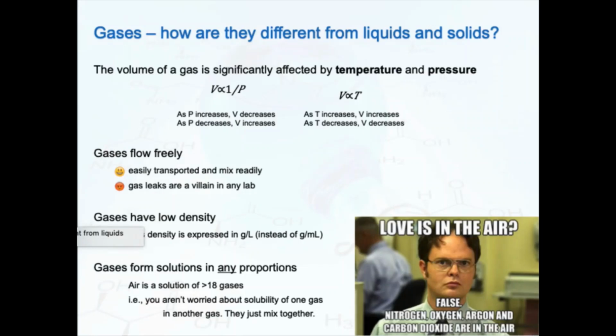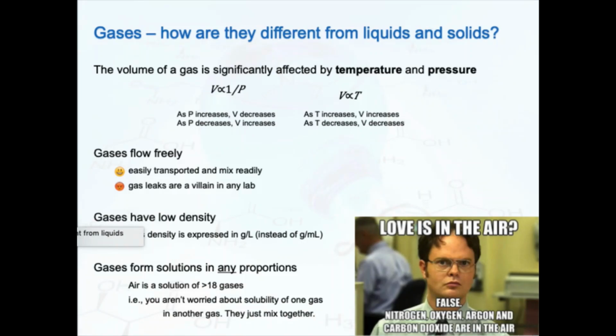They have low density, and that's why it's better to express them in grams per liter instead of grams per milliliter. And then our gases form solutions in any proportion. So air is a solution of over 18 gases. So we're not worried about the solubility of one gas into another. They just mix, which is nice when you're actually trying to make things happen.